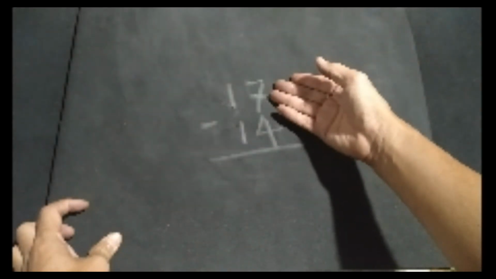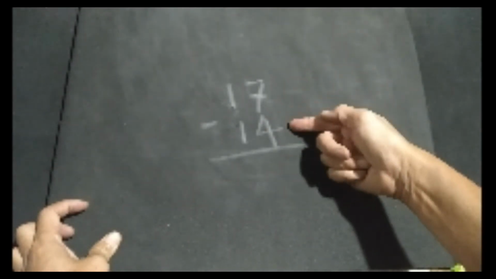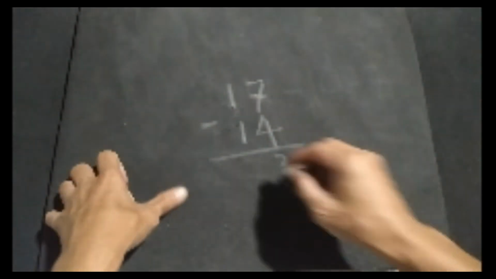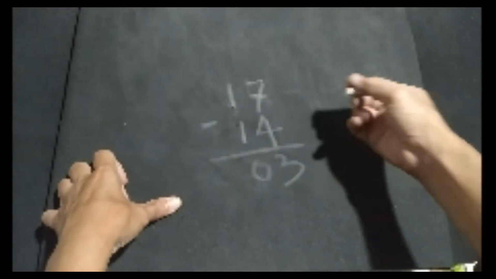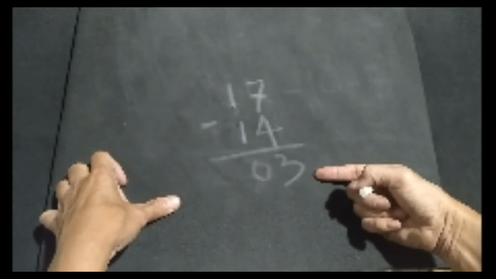We subtract from the unit first. That means 7 minus 4 equals 3. Then 1 minus 1 equals 0. So we have 17 minus 14 equals 3.